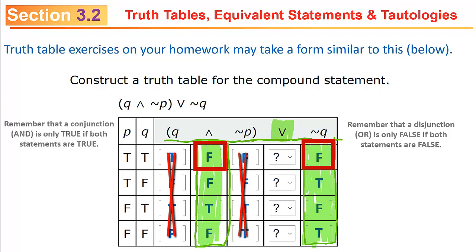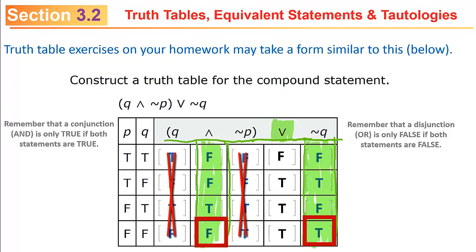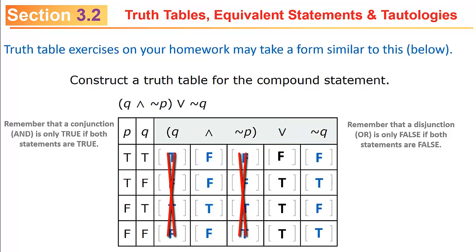The very first row is both false, so that'll be false. The second row is not both false, that'll be true. The third row is not both false, so it'll be true. And the last row is not both false, so it'll be true. So that is your truth table for the original statement. Practice this, and if it becomes necessary, you can actually copy this down onto your paper so you can mark things out if you think that's helpful.